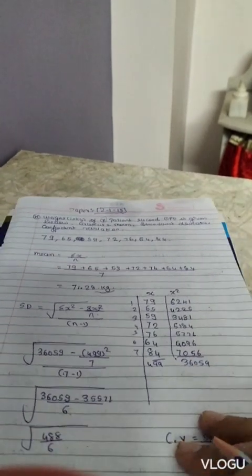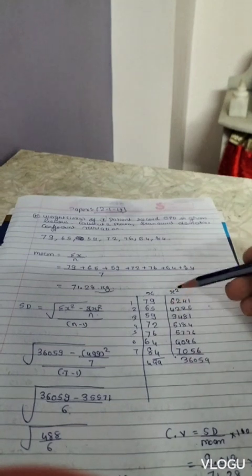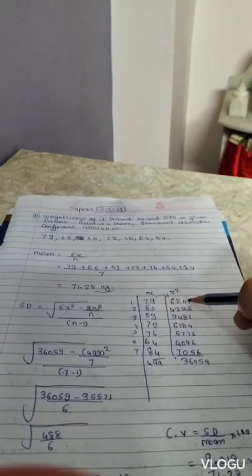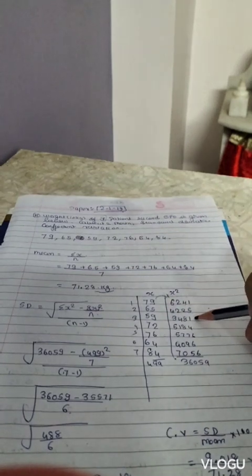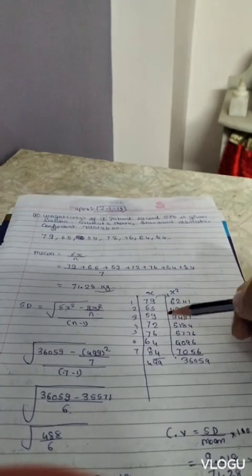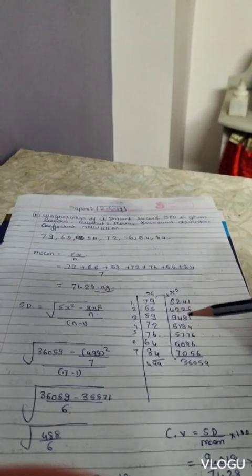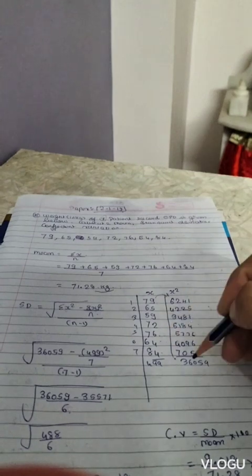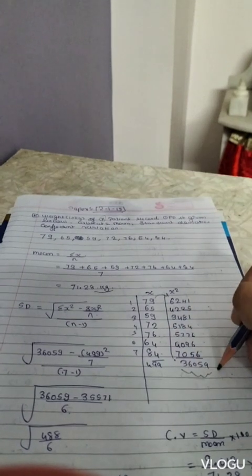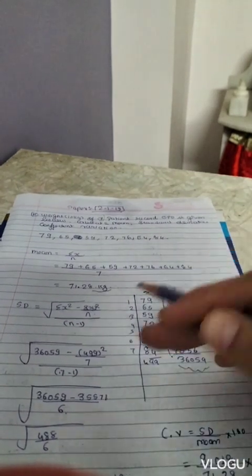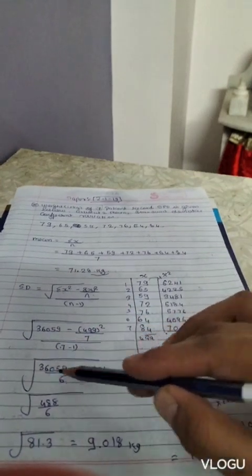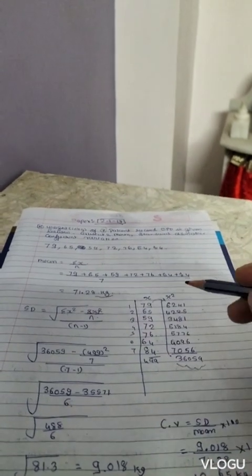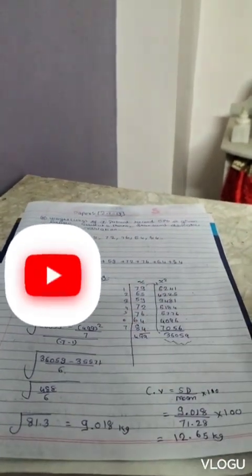So for the standard deviation, I have applied the formula. I get my answer. It's the squares: 79 squared is 6241, 65 squared is 4225, 59 squared is 3481, 72 squared is 5184, 76 squared is 5776, 64 squared is 4096, 84 squared is 7056. You get your answer, which is 36059. Applying this in the formula, after solving all this, you get your answer, which is 9.08 in kg. Don't forget to write kg, then only you get your full answer.